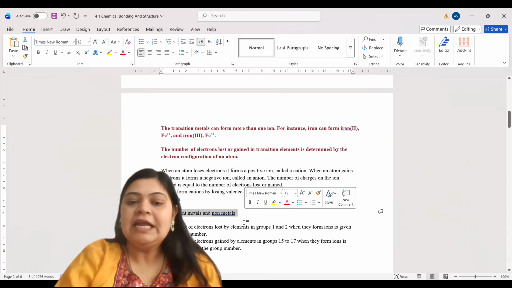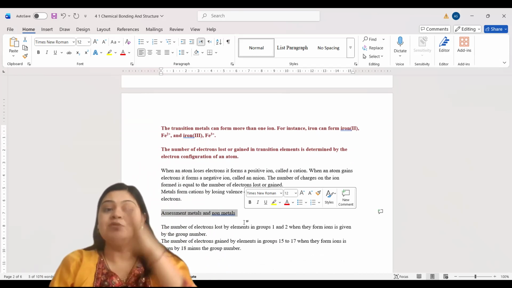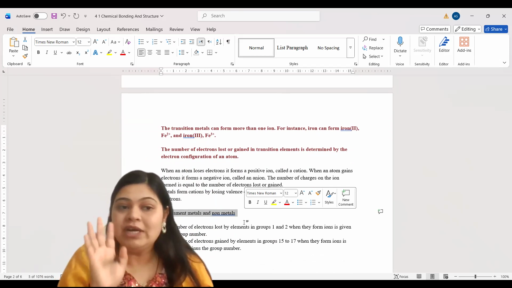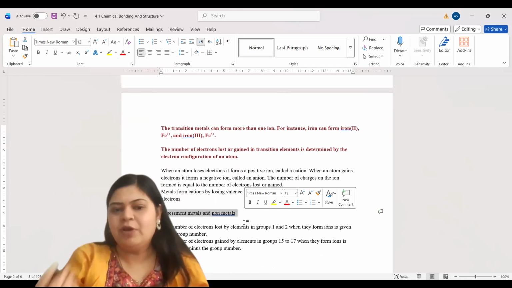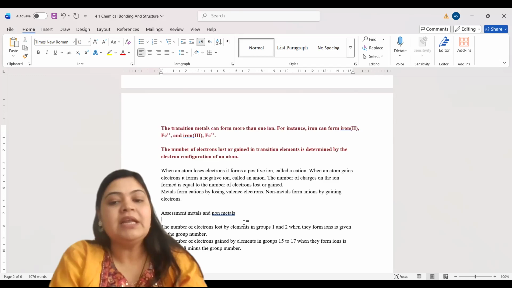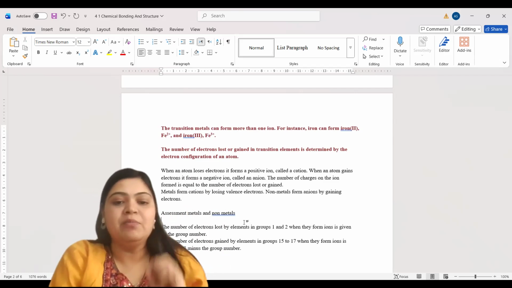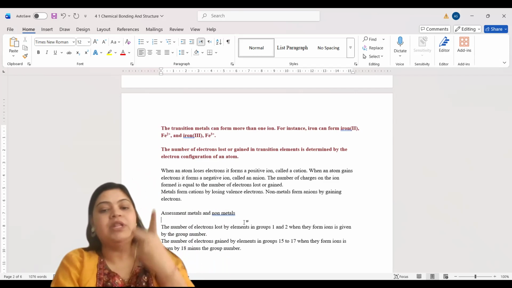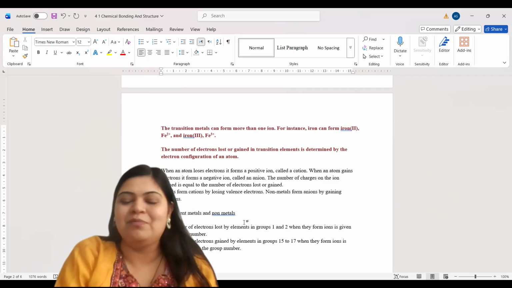Now the number of electrons lost by the elements in group 1 and 2. Now group 1 to 18 is what? The vertical lines. And the horizontal ones are not counted as groups. Okay, understand this. Those are periods in the periodic table. We have already studied. Okay, all right. So the number of electrons lost by the elements in group 1 and group 2 when they form ions is given by the group number. And the number of electrons gained by the elements in group 15 to 17 when they form ions is given by 18 minus the group number.